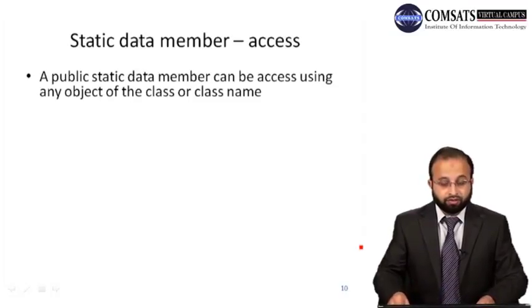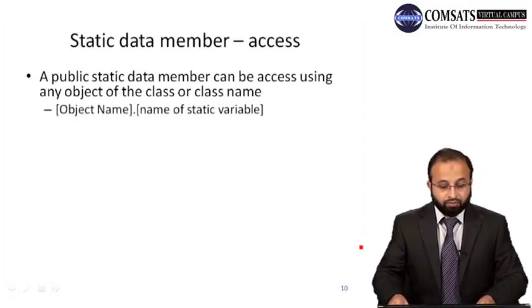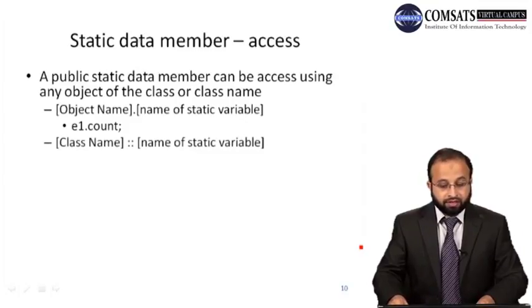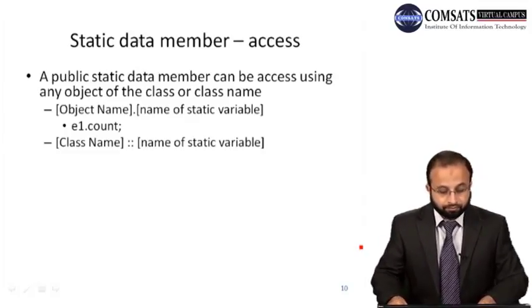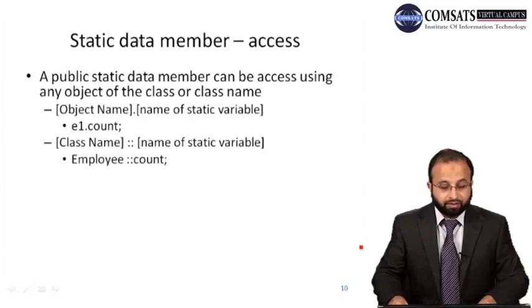Because it's public, you can use the object name. For example, object name dot name of the static data member, that is e1 dot count. E1 is the name of the object and count is the static data member. Or class name, scope resolution operator, name of the static variable, and that is Employee::count. Right? Employee is the class, then the scope resolution operator, and count is the name of that static data member.